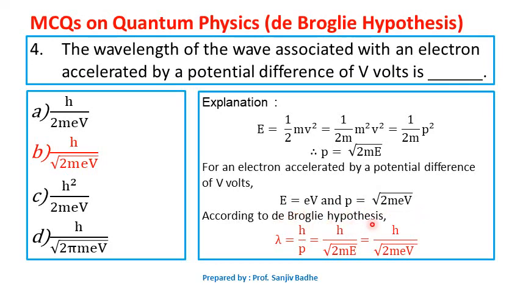Now according to de-Broglie hypothesis, we can write the wavelength of the wave associated with the electron as h upon p. So this h upon p, and we have shown that this p is equal to square root of 2meV, and therefore lambda becomes h upon square root of 2meV. So in this case option B is the correct option. So the wavelength of the wave associated with an electron accelerated by a potential difference of V volts is given by h upon square root of 2meV.